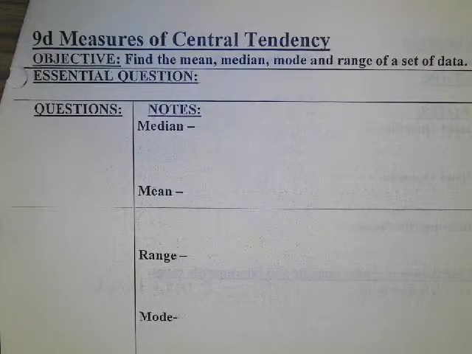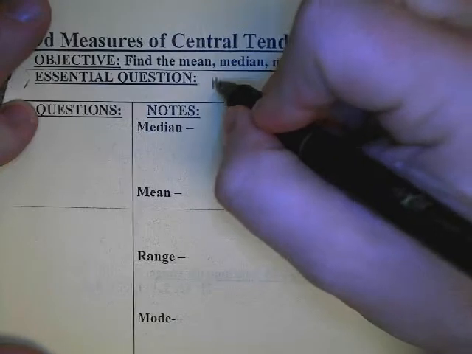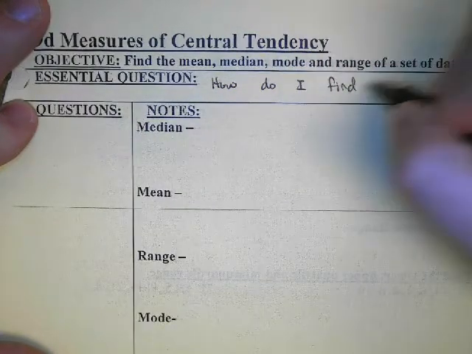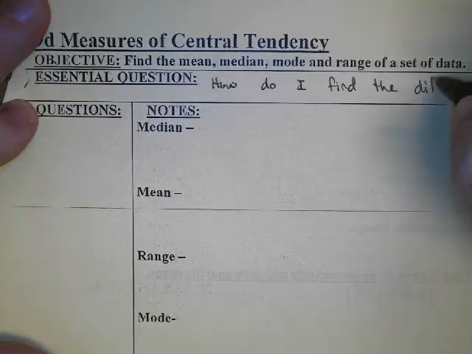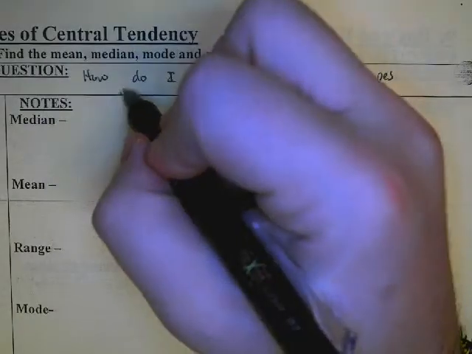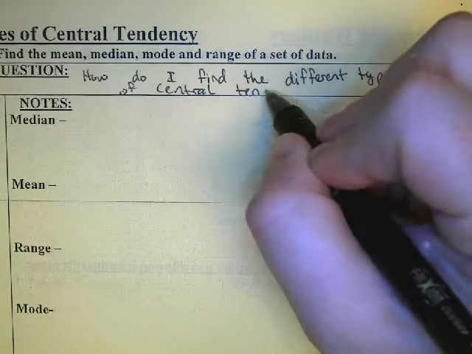In this video, we'll be looking at lesson 90, measures of central tendency. So my essential question will be, how do I find the different types of central tendency?